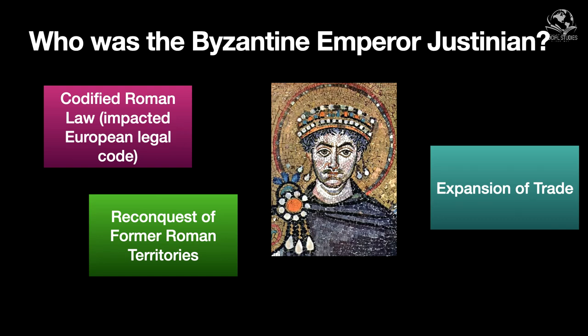It's pretty fascinating. So when we talk about the reconquest of former Roman territories, remember, the Roman Empire in the West has been defeated by Germanic tribes. Justinian used all this money that he gained by taxation, and he went and reconquered some of those territories to try to get the Roman Empire back to what it was. Unfortunately, after his death, the next emperors didn't continue with that, and it fell again.